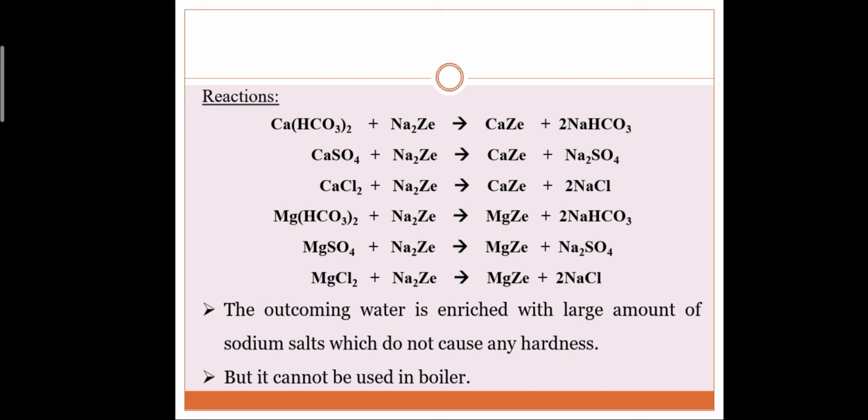By using this process, we can remove all type of hardness causing salts from this water. It contains large amount of sodium salts such as sodium sulfate, sodium chloride and sodium bicarbonate, but they do not cause any hardness. This type of soft water cannot be used in boilers.